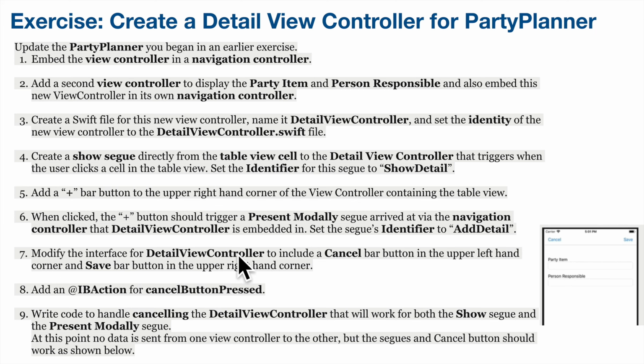Modify the interface for the detail view controller to include a cancel bar button item in the upper left-hand corner. Add an IB action for it that says cancel button pressed. Write code to handle the cancel. And also make sure that you set this up so that you've got two static labels in here, one that says party item, the other that says person responsible, and that you also have two text fields in here for holding the party item and the person responsible. Pause, give it a shot, and we'll give the solution in the next video.